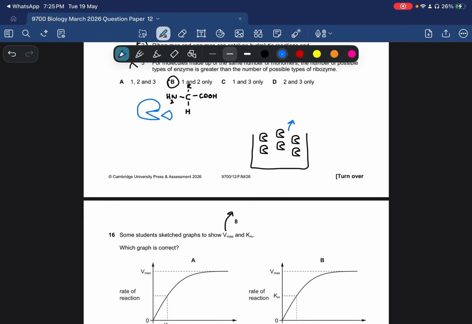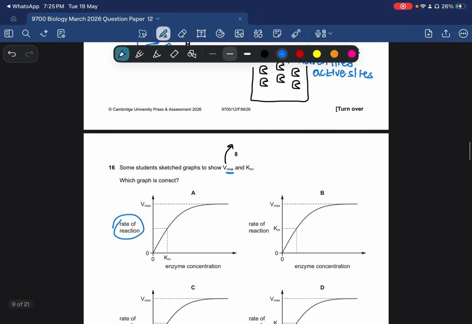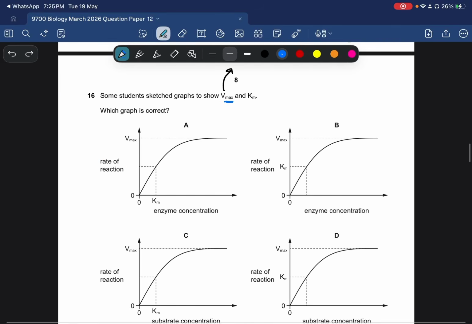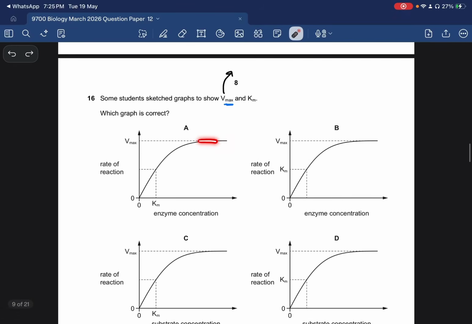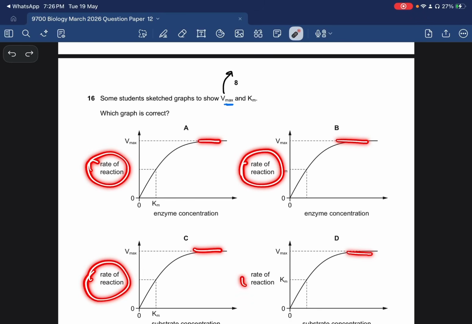So the point in time at which the reaction is working at maximum capacity, all the enzymes have filled active sites, is called Vmax. So this is where the word max comes in. Maximum rate of reaction. So with this, you clearly understand that the y-axis needs to be rate of reaction, because Vmax is maximum rate of reaction. And Vmax should be the highest point on the y-axis. So it is the highest point on the y-axis in all four cases. And in all four cases, the y-axis is rate of reaction.